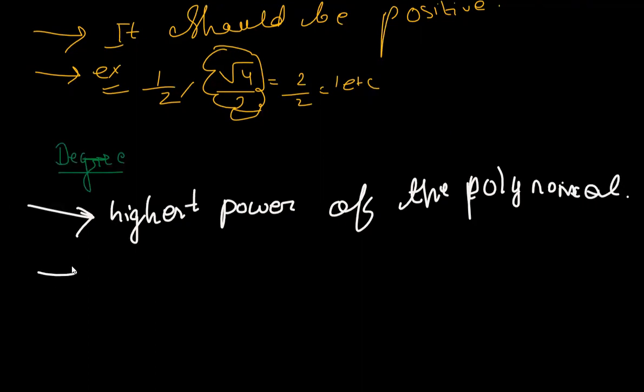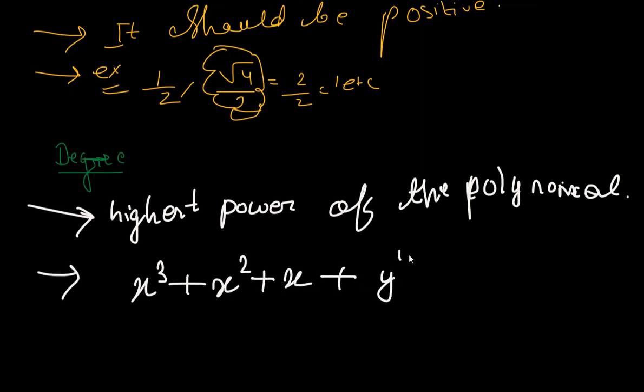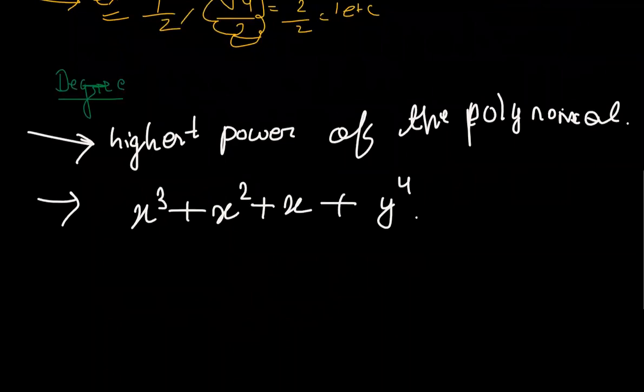For example, if I say x cube plus x square plus x plus y4. Now here you have to see all the degrees of the polynomial. Here one degree is given 3, another is given 2. If nothing is given, that is 1. So here it is given 1, here it is given 4. Now we know 4 is the highest, so 4 is the degree of the polynomial.